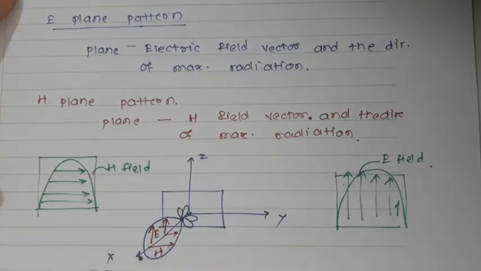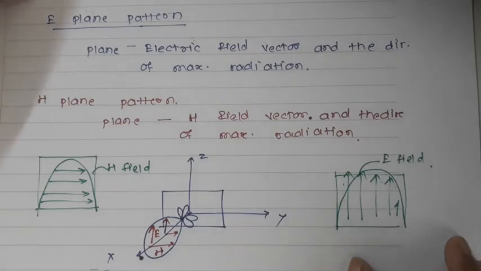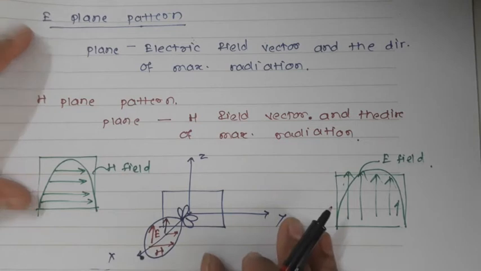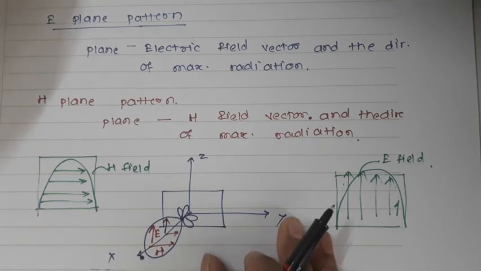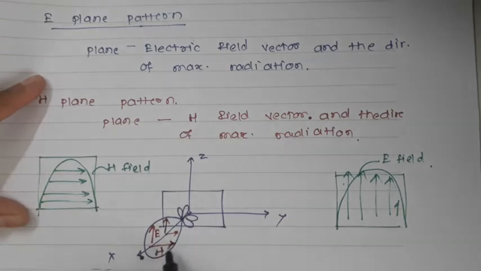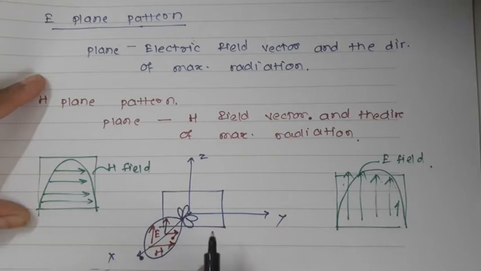The electric field maxima are present in the xz plane. For the elevation plane phi equal to 0, the xz plane is called the principal E plane. The magnetic field maxima are present in the xy plane. So the xy plane is called the principal H plane.